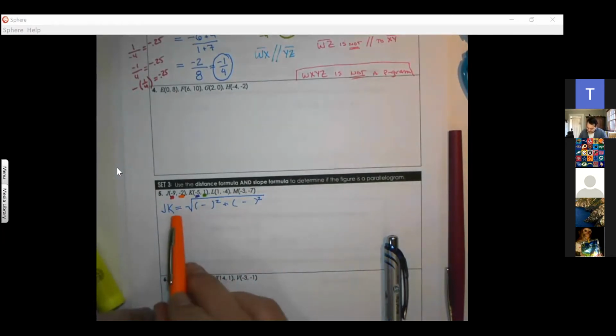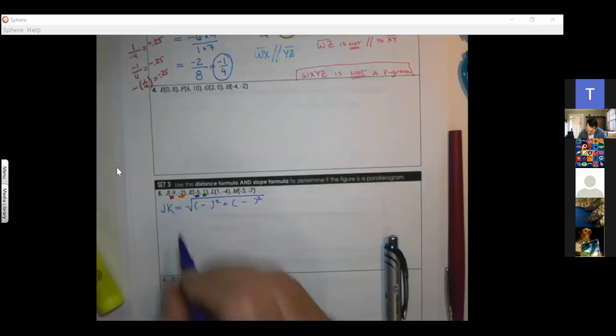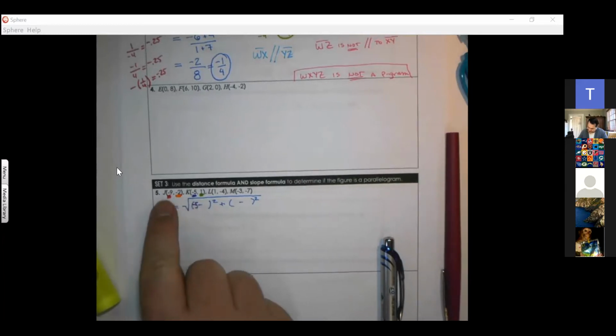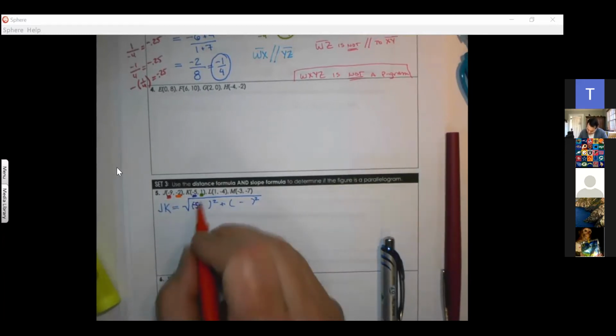Okay, so JK, X is here first. So I'm going to put in my negative 5 here, and I'm matching that with my negative 9. And then for the Y's, I'm going to do 1 and negative 2.